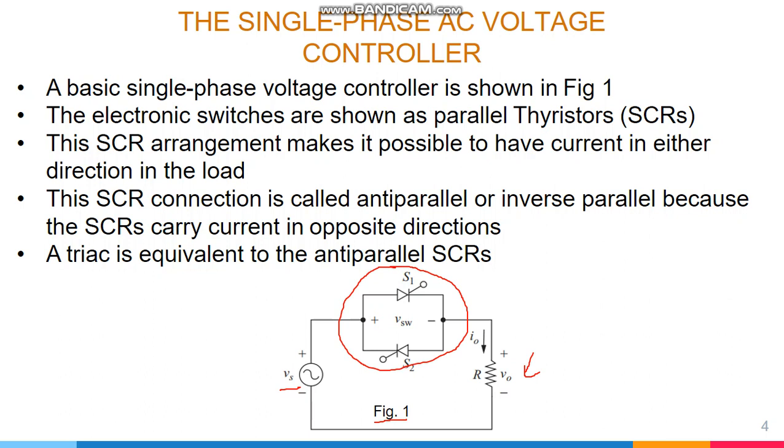When switch S1 is operating, the current will be in this direction, and when we are talking about the reverse polarity, in that case S2 will be operating. And when we are talking about this polarity, in that case switch S1 will be operating. A triac is equivalent to anti-parallel SCRs.